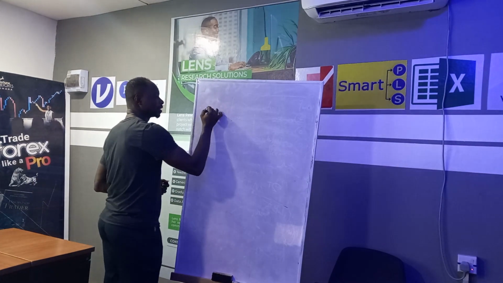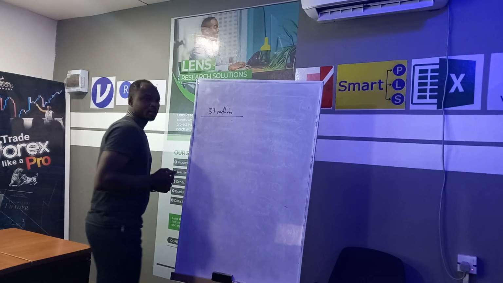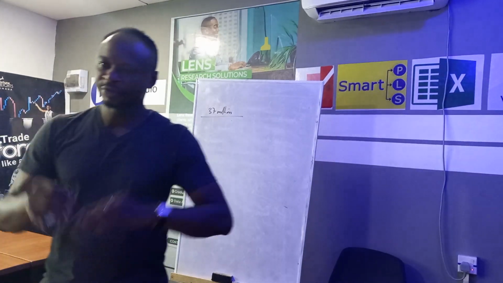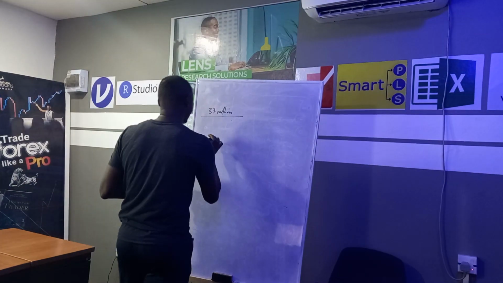Okay, so if we are 37 million, then I want to look at the state of living standards in the country. So I go and meet about 5 people.